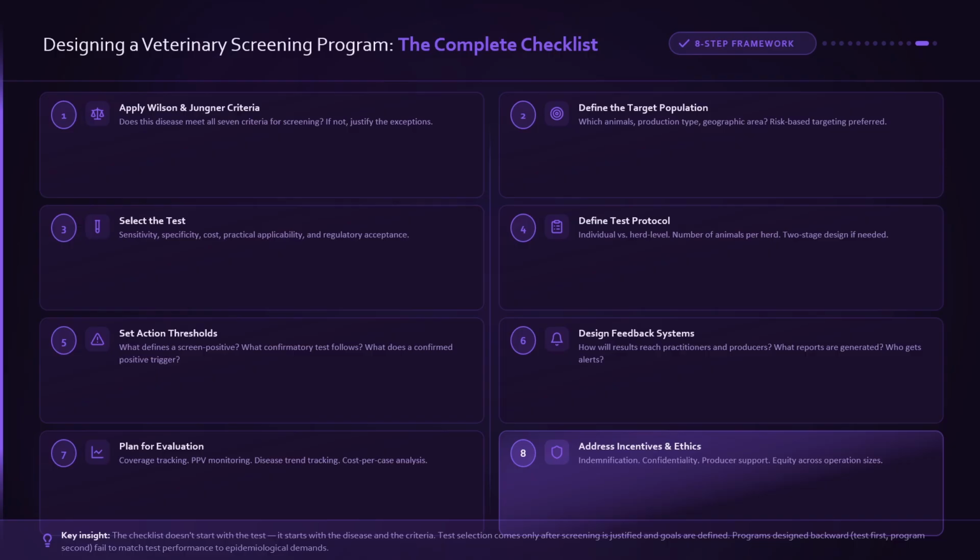Step 1, apply the Wilson and Jungner criteria. Before anything else, ask whether this disease even deserves a screening program. Does it meet all 7 criteria?